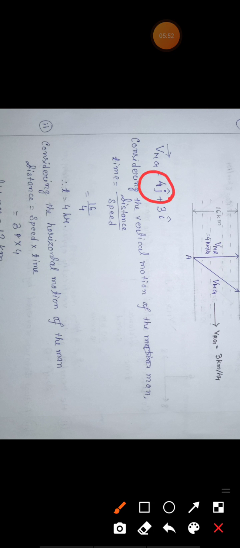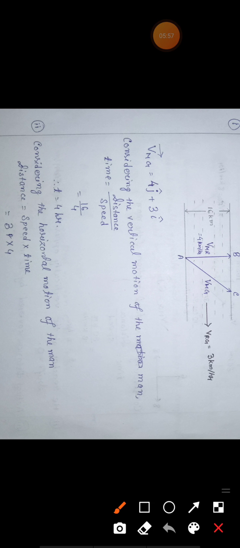But speed is what? Speed is actually this 3 kilometer per hour, the horizontal component of velocity. We will take only the horizontal component velocity, and that is 3 kilometer per hour. This horizontal component velocity helps the man to cover the distance from B to C. So speed is 3, we will not take the vertical component 4. And time is 4 hour. So 3 into 4 is equal to 12 kilometer.